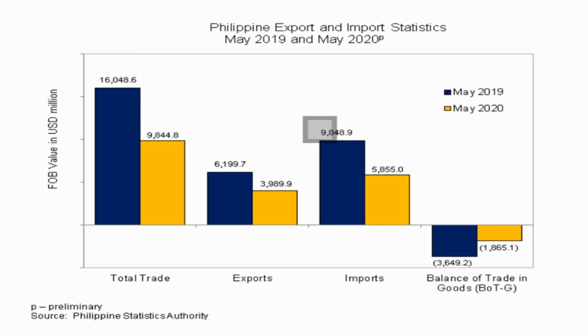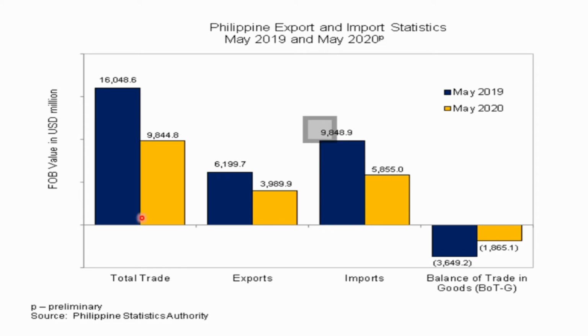Now let us take a look at this data of the Philippines on trade. The diagram here presents the trade performance of the country. The blue bars represent the 2019 transactions, while the yellow bars represent the 2020 trade or May 2020 trade transactions. As you can see, total trade of the country in May 2019 was at around $16 million. But in 2020 or May 2020, it decreased sharply by around 38% of its total value or around $9 million.